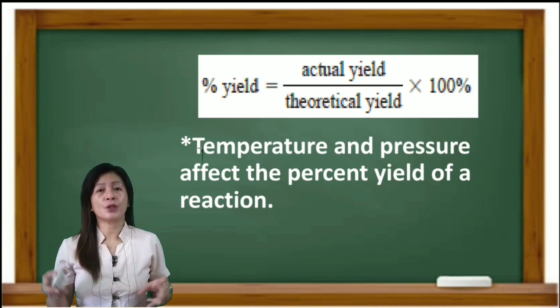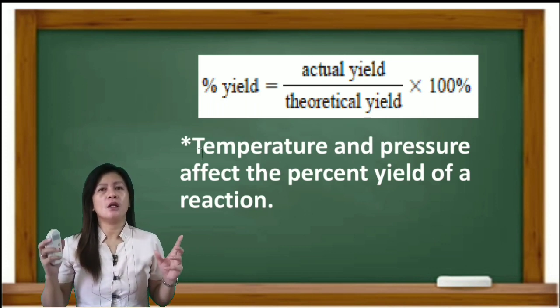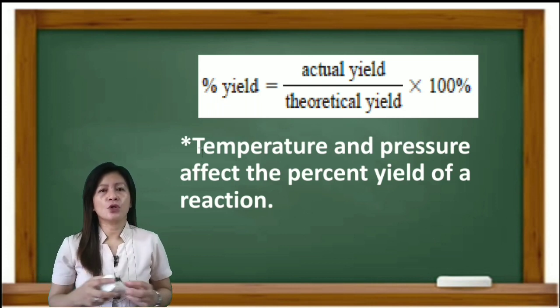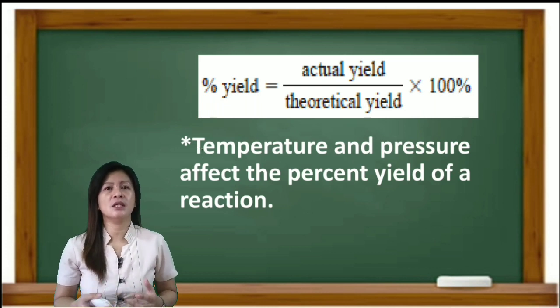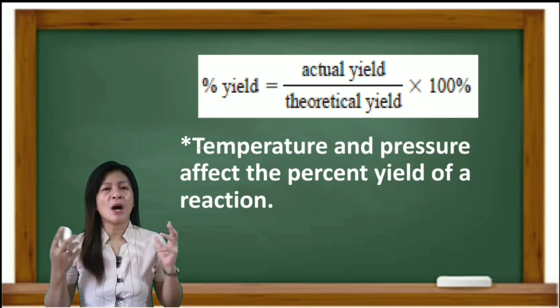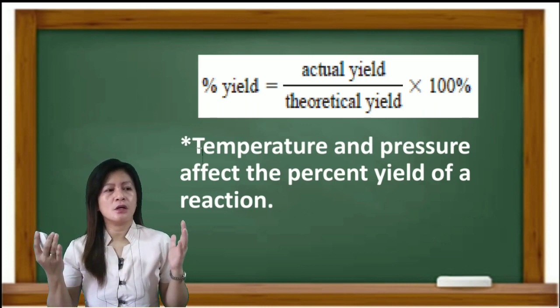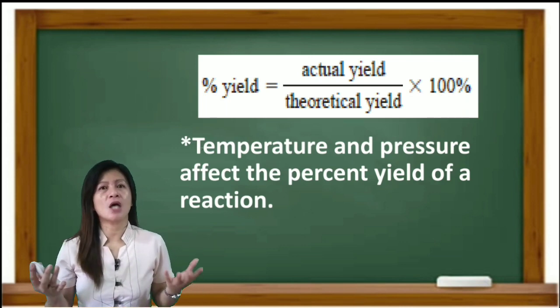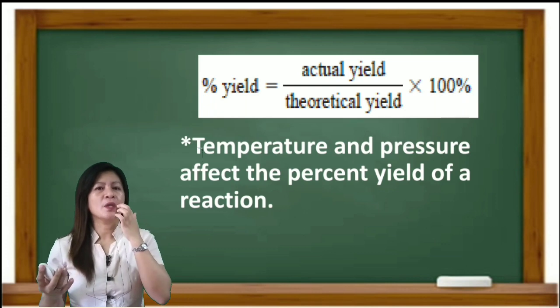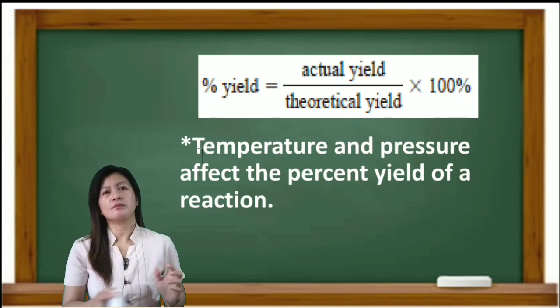But due to some factors, the actual yield is almost always different or smaller than the theoretical, calculated, or projected yield. Two factors that may affect the amount of product formed from the amount of the reactants are temperature and pressure. So these affect the actual yield.